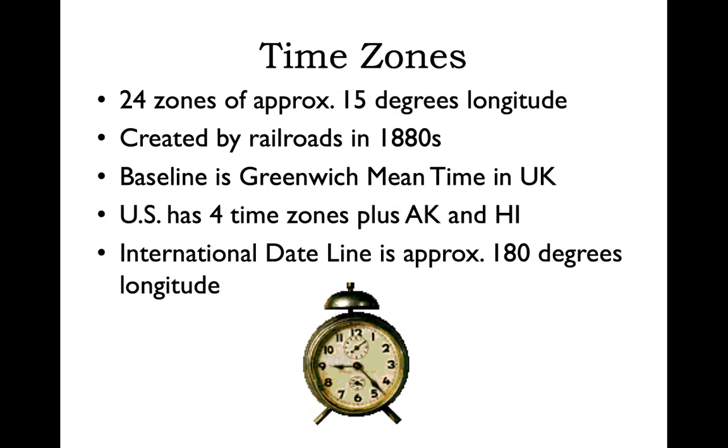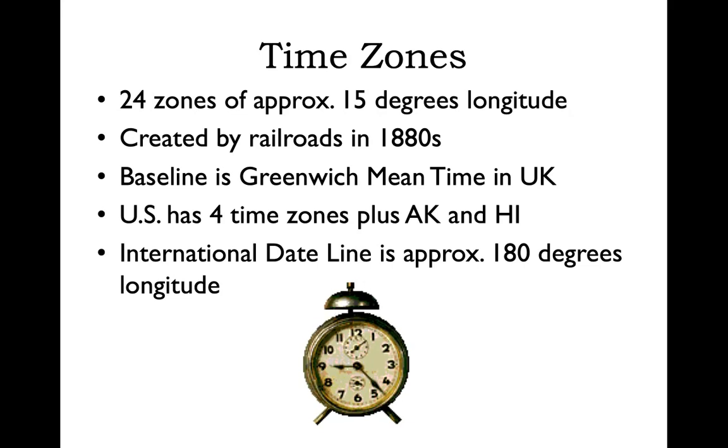Longitude and latitude also affect time zones. There are approximately 24 time zones on Earth with approximately 15 degrees of longitude in between. Time zones were created by railroads in the 1880s because people were traveling longer distances in a shorter amount of time, and they had to account for the rising and setting of the sun and why it differs from one place compared to the other. The baseline for the time zones is the Greenwich Mean Time, which is in the United Kingdom.